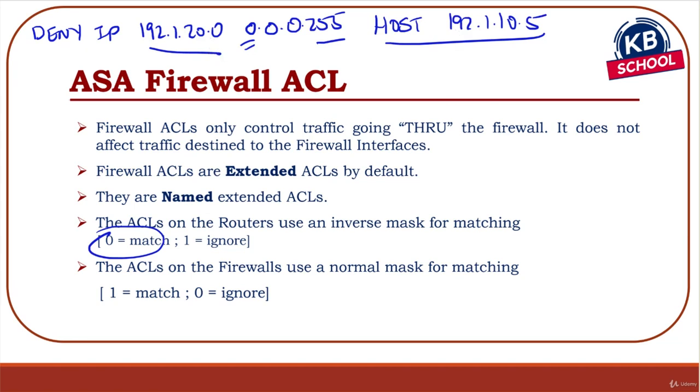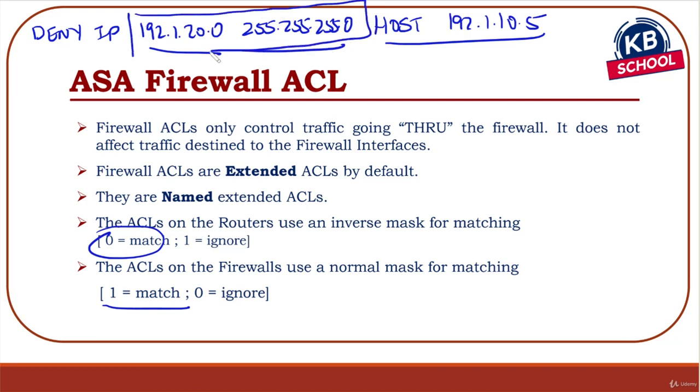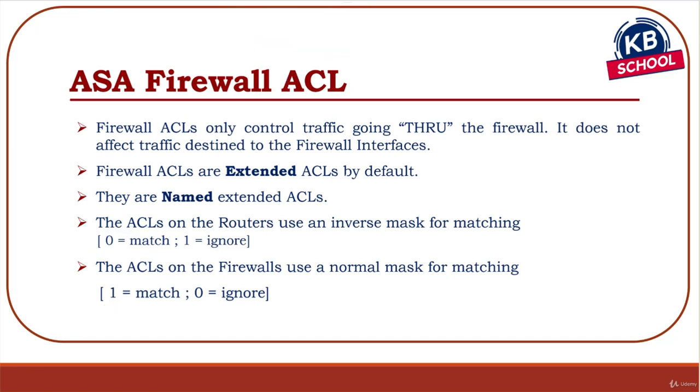Now on the firewall, it is not an inverse mask. It's a normal mask. On the firewall, the 1 indicates a match. So it would be your normal mask. So this is the network that I want to block. The mask would be 255.255.255.0. So that's a big difference if you're used to writing the ACL on a router. The way you write an ACL on a firewall is using the normal mask. Okay? So something to keep in mind.